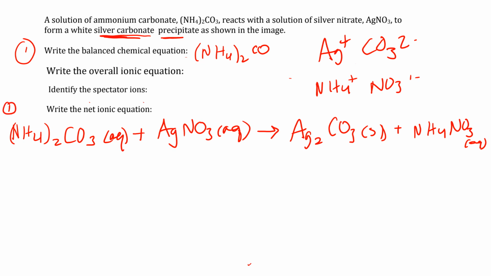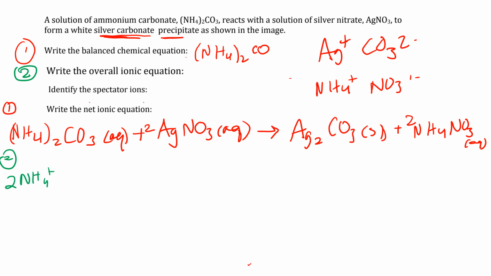Number two, write out the overall ionic equation. Oh wait, do we balance? No, we didn't. So let's balance really quick. We have two ammoniums on the reactant side, so I have to put a 2 over here. We have 2 nitrates, so I have to put 2 over here, 2 Ags, 2 Ags, and we're balanced.